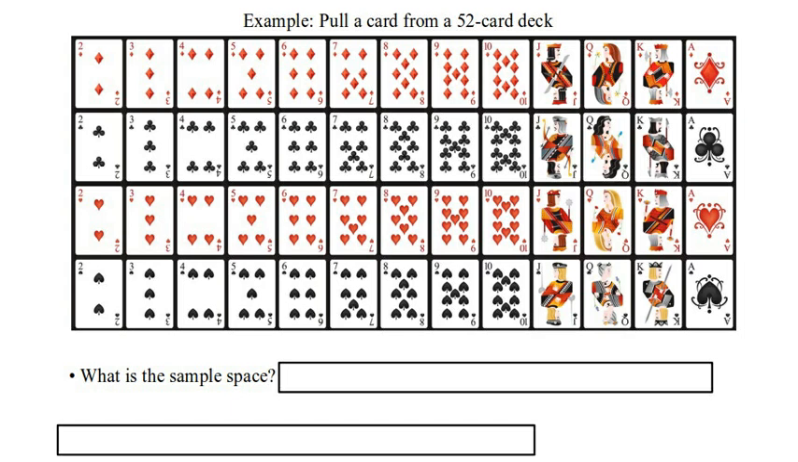The ace is abbreviated with an A. So if you look at this first row, the diamonds, you can see that there is no 1. It starts at 2. It goes up to 10. There's then a jack, which you could think of as an 11. There's a queen, which you could think of as a 12. There's a king, kind of like a 13.